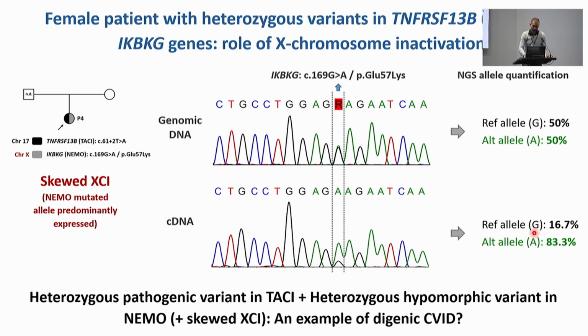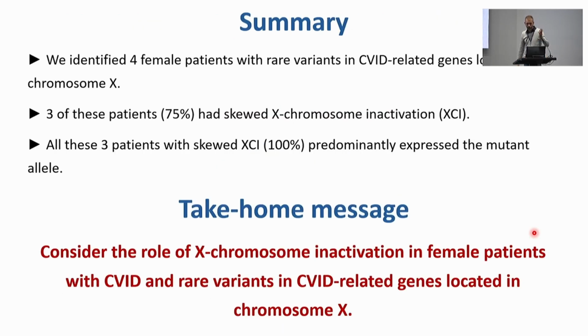This case is interesting because this patient had a heterozygous pathogenic variant in TACI, that should be a risk factor, and then this heterozygous hypomorphic variant in NEMO plus this phenomenon of skewed X-chromosome inactivation. This could be an example of a digenic contribution in CVID. So in summary, we identified 4 female patients with rare variants in CVID-related genes in chromosome X.